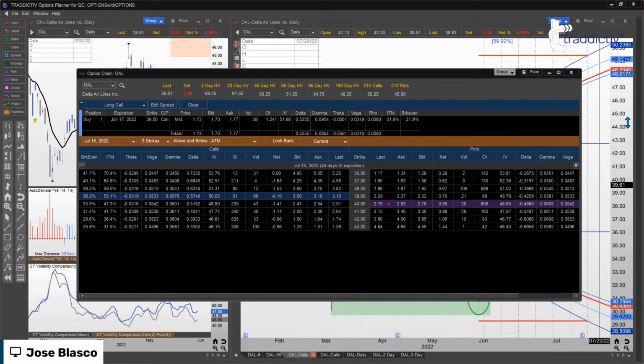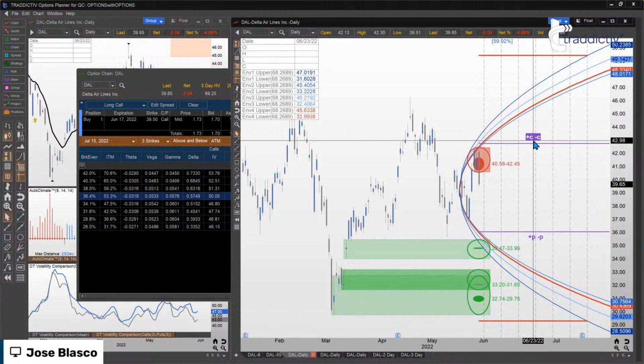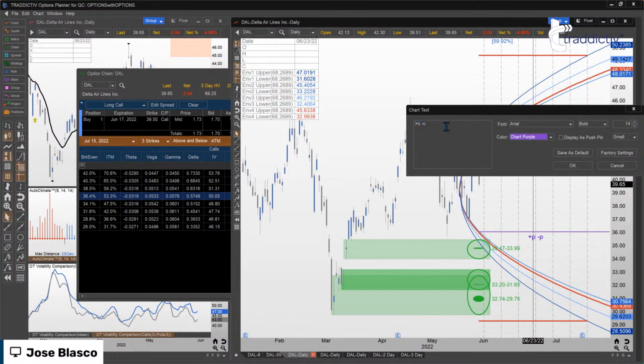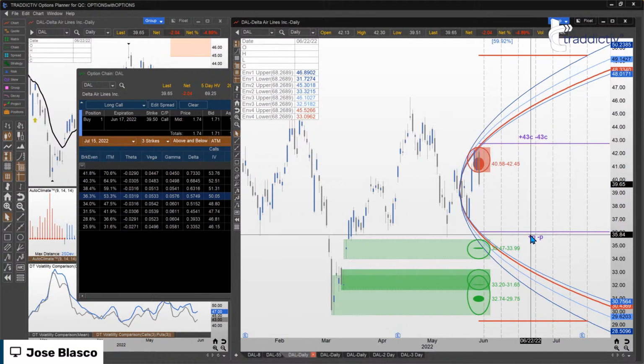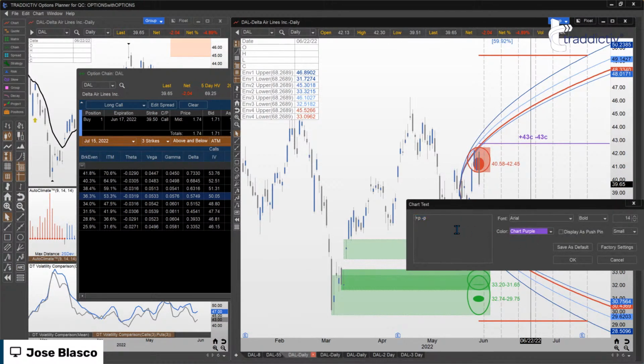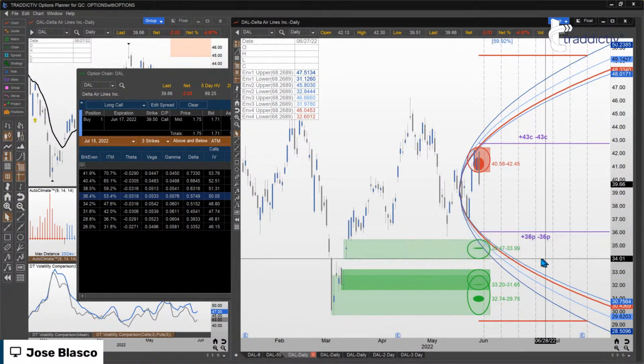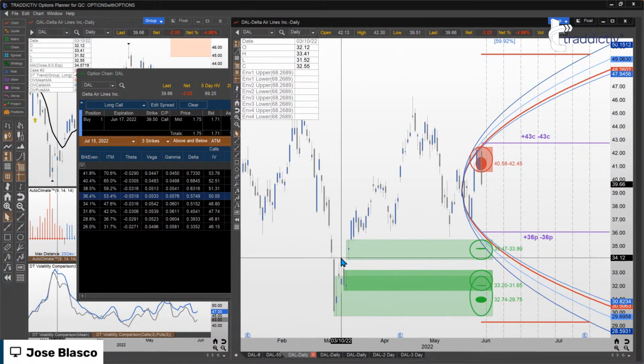Now, I was pointing at 42.74. In some stocks, you may have the 42.5, and this could have been a good one. But in this case, it's going to be 43 and 36. So these particular strikes here are going to be 43, and on the bottom part, it's going to be 36. Like that. Okay, that's the plan.